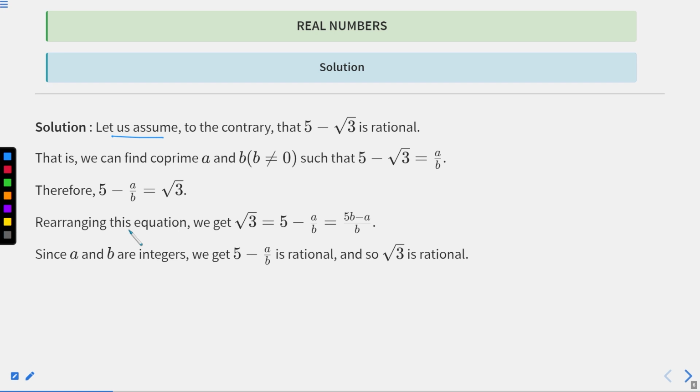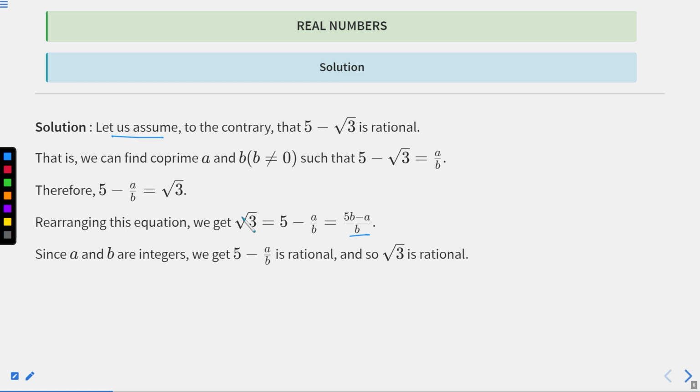Since a and b are integers, this fraction a over b is a rational number and 5 is a rational number, then the difference 5 minus a over b is also a rational number. So on the right hand side we have 5 minus a over b, which is a rational number. So it implies root 3 is a rational number. But is root 3 an irrational number? We have proved in our previous lecture that root 3 is an irrational number, that we have already proven.